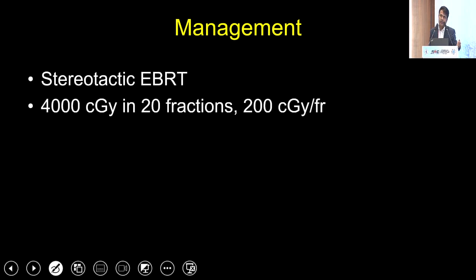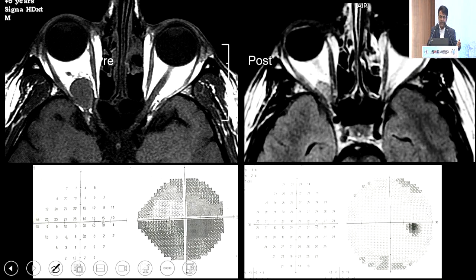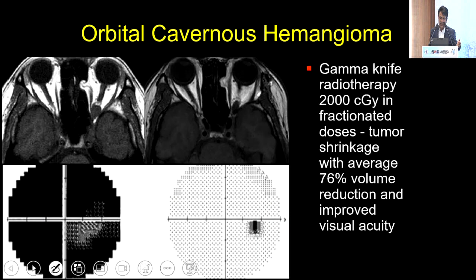In such a situation, we would choose a conservative approach, which is stereotactic radiation. You can see impressive reduction in the tumor volume and consequent reversal of visual field effect. We give a slightly higher radiation here. But we have learned that even a lower dose radiation works.